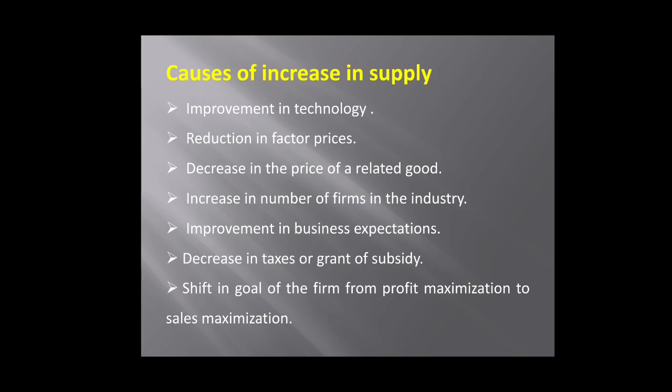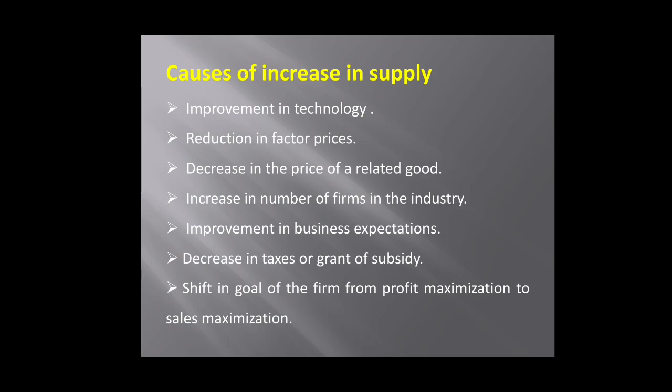Another important cause of increase in supply is reduction in factor prices. Reduction in factor prices means a fall in cost of production. Thus, the producer can supply more at each price, which leads to a forward or rightward shift in the supply curve.